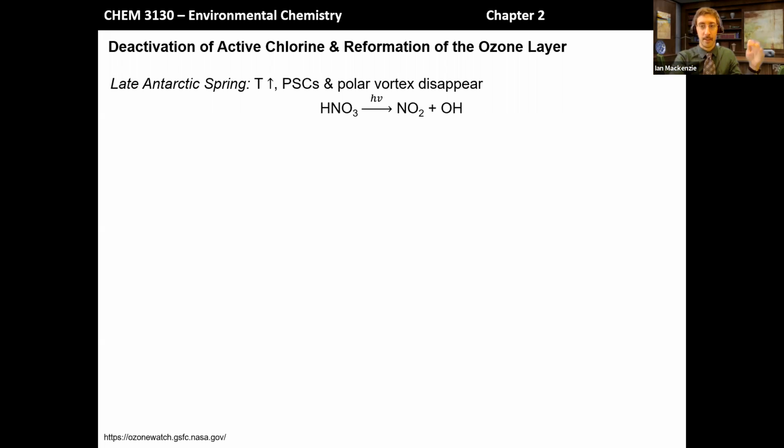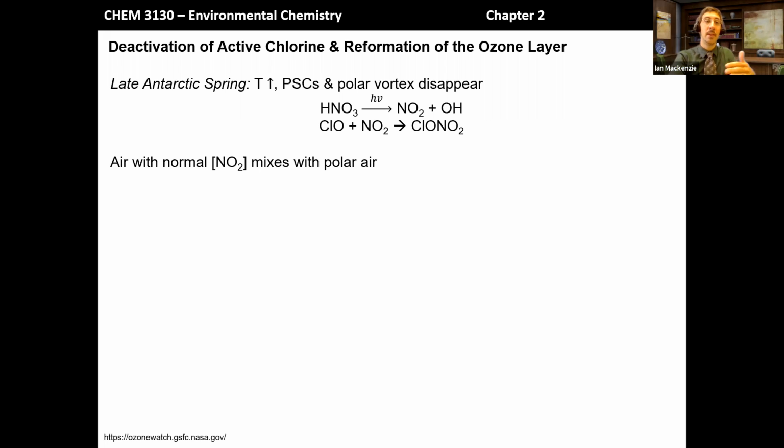And when the polar vortex disappears, then you're able to have air mixing from the polar region with the other non-polar regions. And that mixing of air brings in more nitrogen dioxide, which then reacts with the chlorine monoxide to deactivate it. So you've got both of these sequences going on here. You've got the release of nitric acid and then photolysis to generate nitrogen dioxide, which then reacts with chlorine monoxide to deactivate it. And then you've also got the mixing of normal air with its normal NO2 concentration with the polar air, and then that also deactivates the chlorine monoxide.